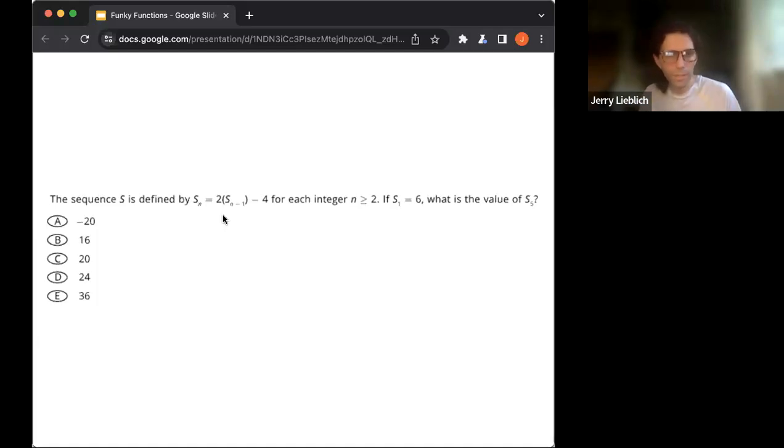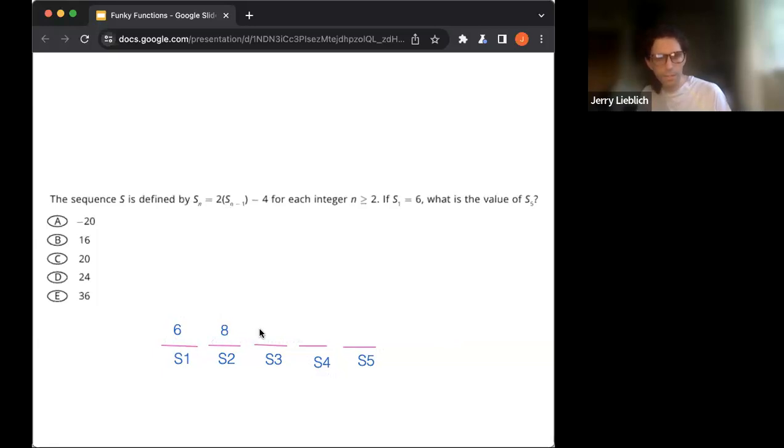So they give us our sequence, they give us our starting point, and they ask us for S5. So we're just going to have to go through all these steps. This can be kind of annoying or time consuming, but sometimes you just have to iterate the thing many times. So they tell us S1 is 6. And to go up, we're going to multiply by 2 and subtract 4. So multiply by 2 equals 12, subtract 4 is 8.